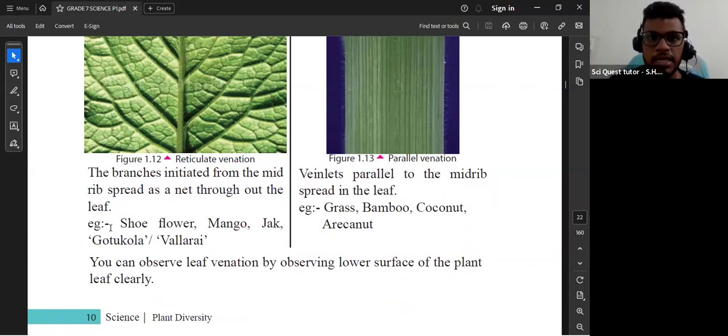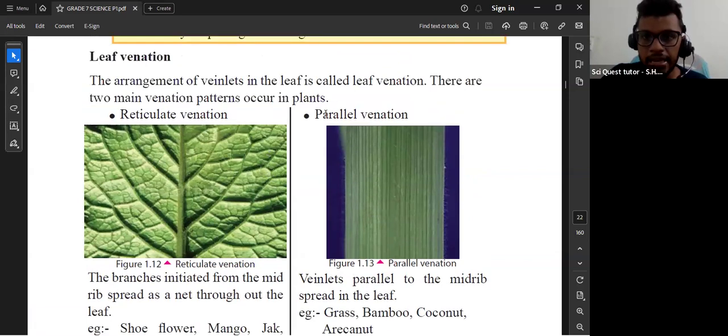I'll show you some different types of leaf pictures. You all will understand then what type of venation. And you should be able to mention what type of leaf consists of reticulate venation and parallel venation. The second one we're going to discuss is parallel venation. Then let's look at the other one, the parallel venation.